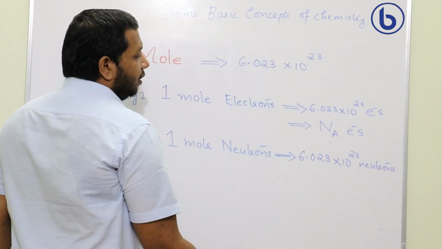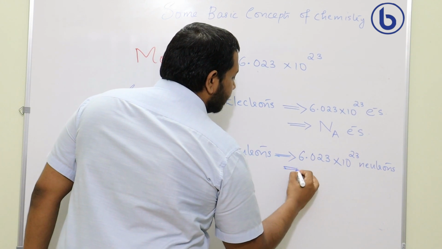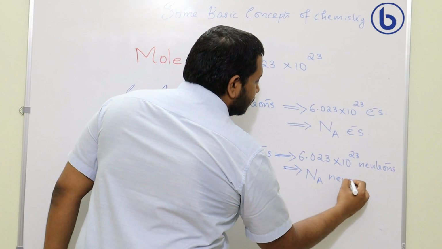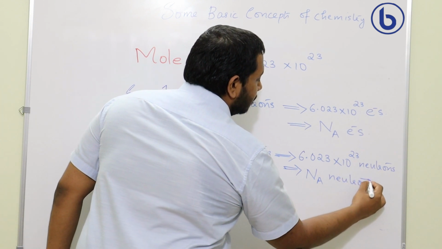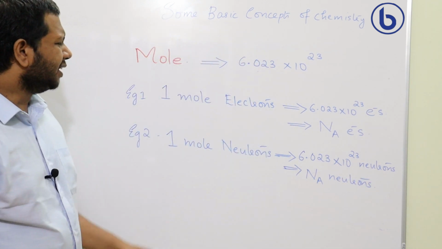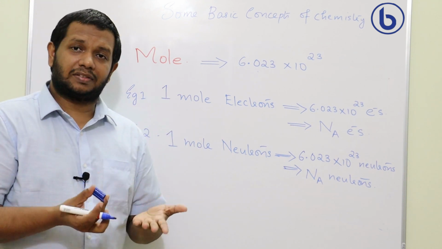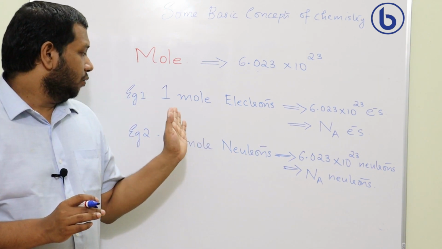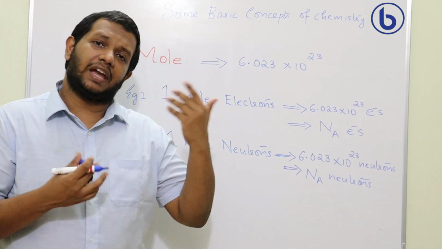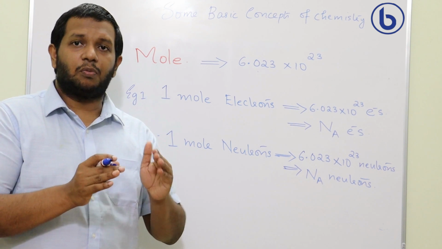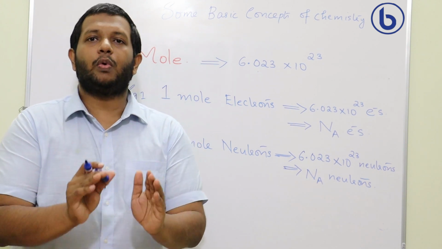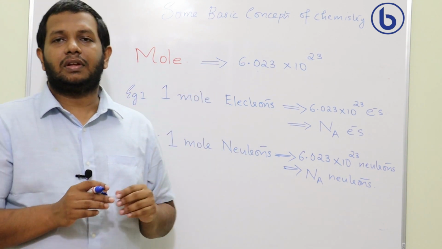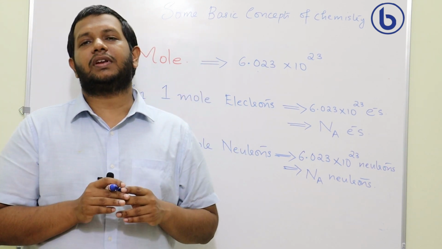Neutrons. Okay. So again, this can be represented like Na neutrons. Clear? So similarly, I could write as many examples as possible. So that means, a very simple conclusion: 1 mole can be associated with anything, but the value of 1 mole always remains the same. So if I say 1 mole electrons, it means 6.023 into 10 power 23 electrons.